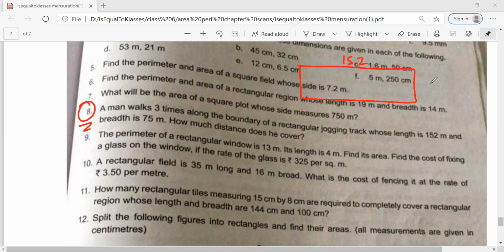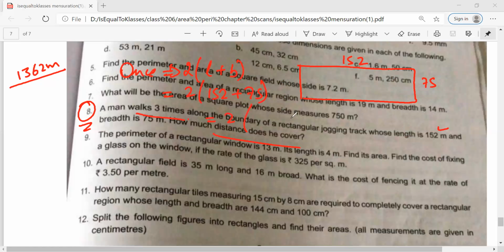Mr. Sarthak, what is the answer you got? 1,362 meters. Okay. So the length is 152 meter, breadth is 75 meter. He walks 3 times. So if he walks once, I need to calculate the perimeter because the question is asking me what is the distance that he covers. When he walks once, this will be twice of L plus B. Twice of 152 plus 75.